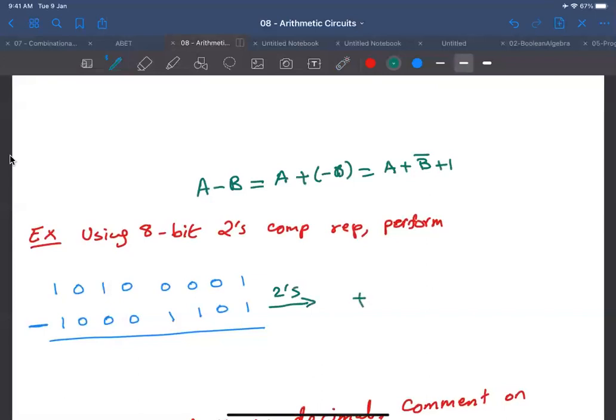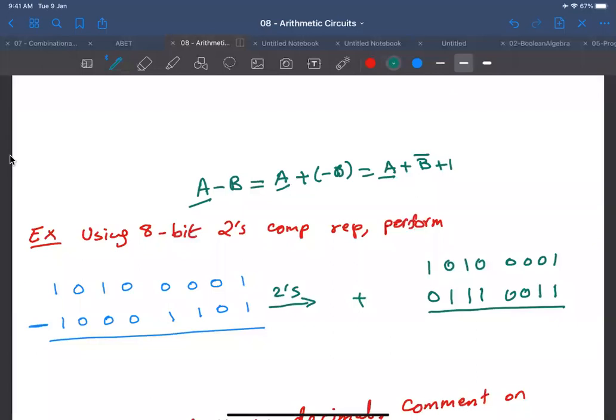What is the 2's complement of the number? It's going to be 1, and then 1 0 0, and then 3 1s, and then 0. Anyone not following? And then I copy A as is because A didn't change here. Okay, 1 0 1 0, and then 0 0 0 1. So I perform the addition here.